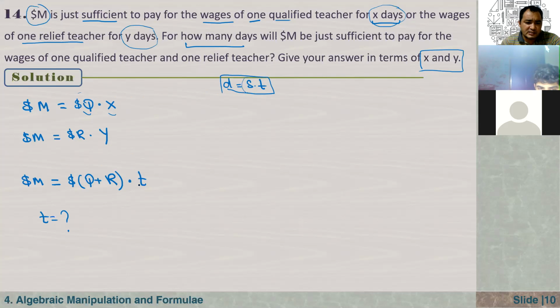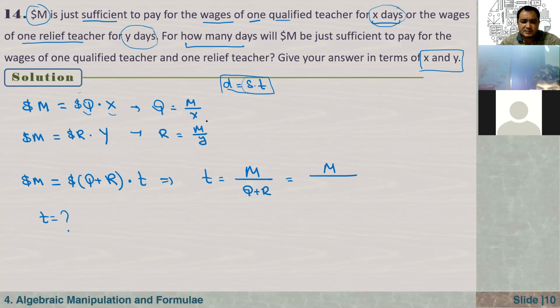So how can I find this T from here? To find T, as you see, T is equal to M over Q plus R. Now from here, what is Q? Q equals M over X. And how about R from the second equation? It is M over Y. Now if you substitute these expressions for Q and R, here we have capital M over X plus capital M over Y, right?